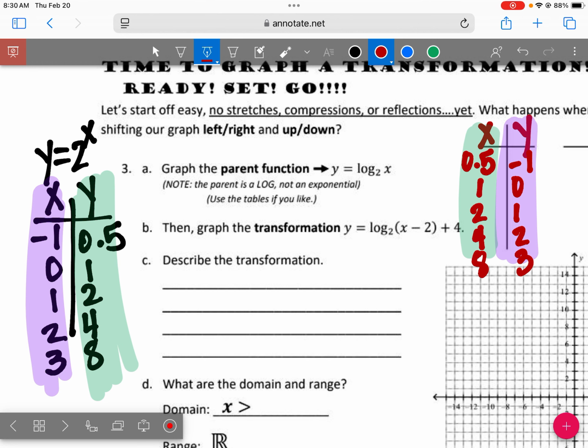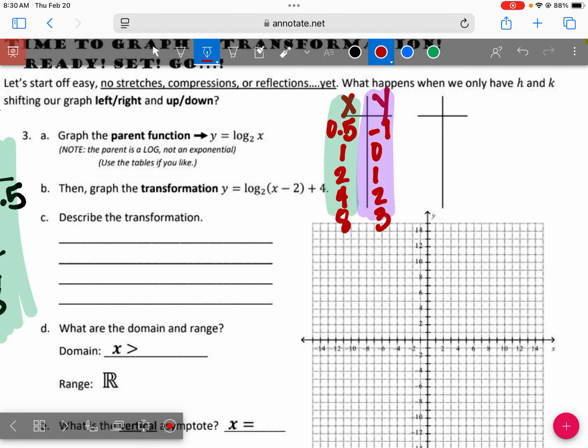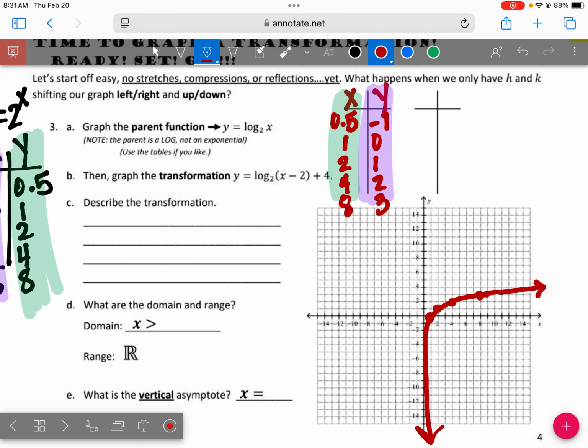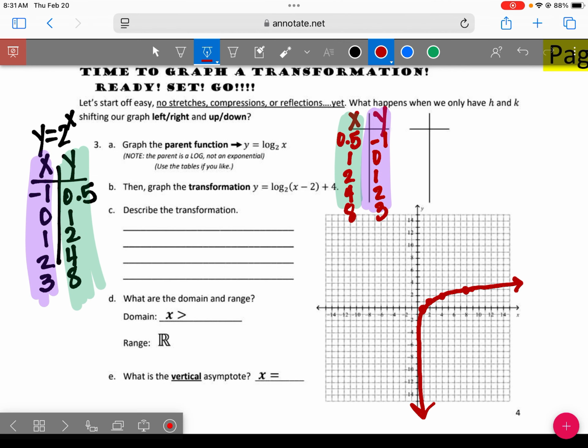Let's go ahead and graph it. So we got 1, 0, 2, 1, 4, 2, 8, 3. And you'll get really fast at making this graph because 90% of the logs we're going to graph will be a base 2. So that's the parent.